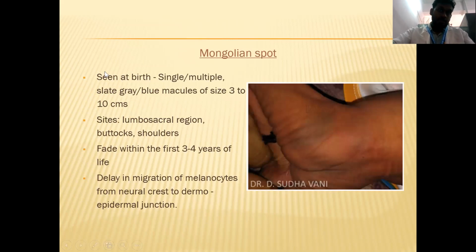Mongolian spot is generally seen at birth. It can be either single or multiple, slate gray or bluish macules with size ranging from 3 centimeters to 10 centimeters. Predominantly, it presents in the lumbosacral region, but it can also be seen over the shoulders as well as buttocks. Generally, it will fade within the first 3 to 4 years of life. The Mongolian spot happens because of a delay in migration of the melanocytes from the neural crest to the dermoepidermal junction.